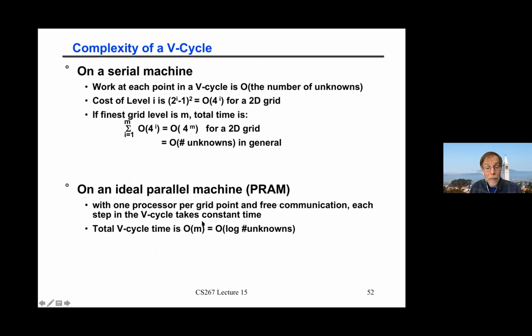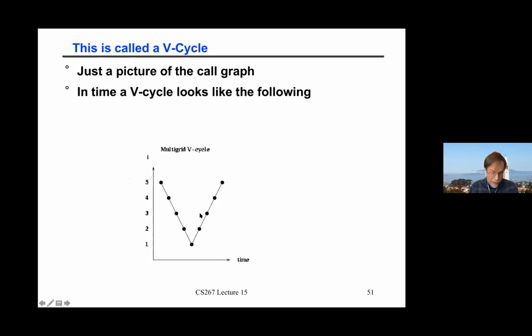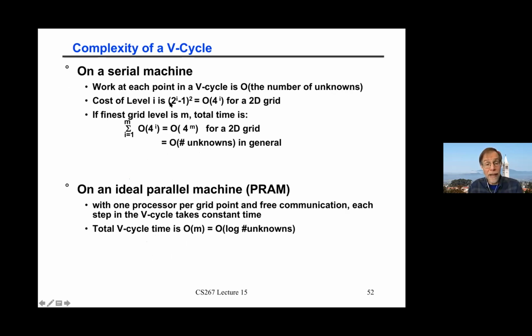And on an ideal parallel machine, if I had enough parallel processors to do each of these in constant time, then this would take log n steps in order to get all the way down there to the top. And so that's the ideal parallel machine. So the question is, how many V-cycles do I need to do to converge?